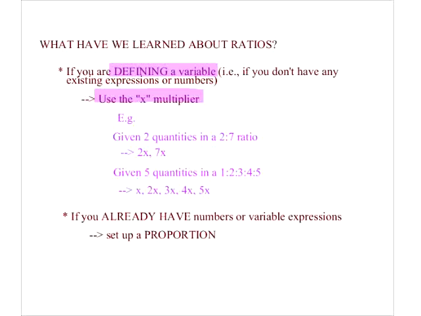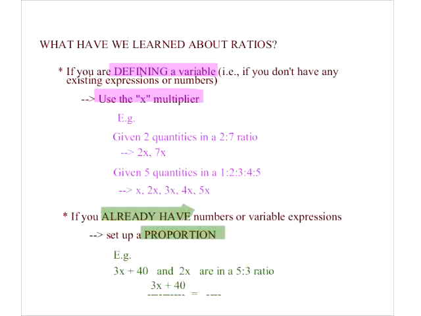So if you already have stuff, proportion. For instance, from the last problem, good enough example, if you have 3x plus 40 and 2x in a 5-to-3 ratio, because you already have those existing expressions, you don't want to redefine more variables. Instead, you just take those expressions, which you already have, and you just throw them into a proportion.